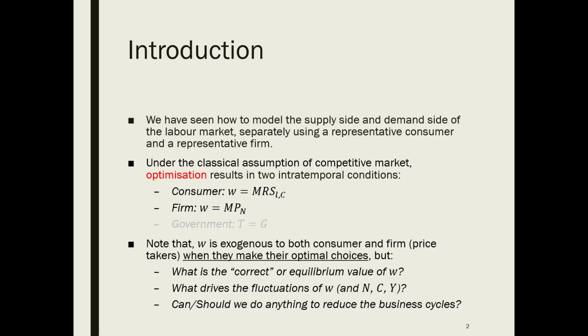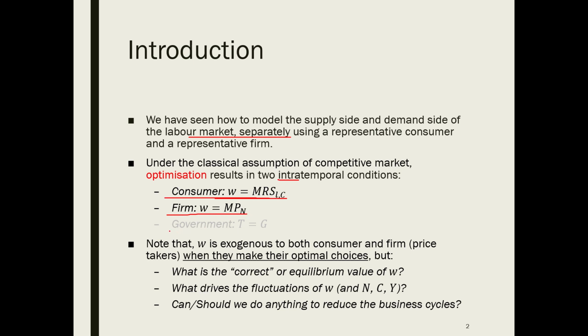In the last lecture, we have seen how to model the supply side and demand side of the labor market using optimization problems of the representative consumer and representative firm separately. Under the classical assumption of competitive market, optimization of the two representative agents results in two intra-temporal conditions. For the consumer, it is wage W equals the marginal rate of substitution between leisure L and consumption C. For the firm, it is wage W equals the marginal product of labor N.